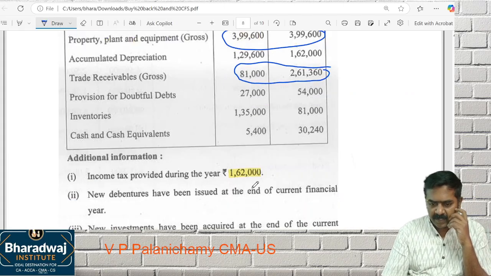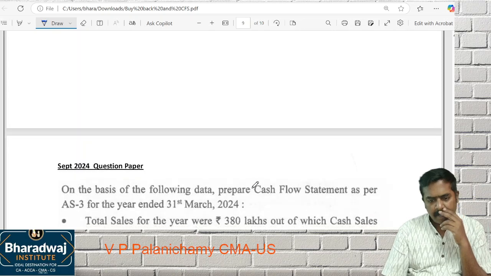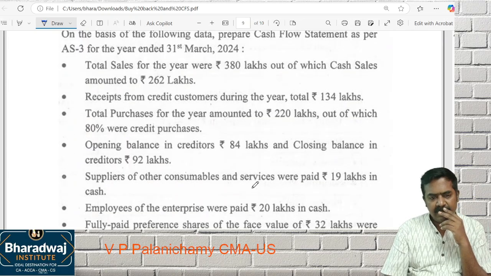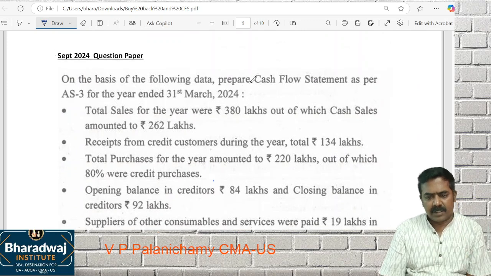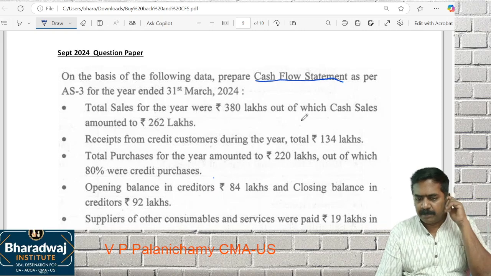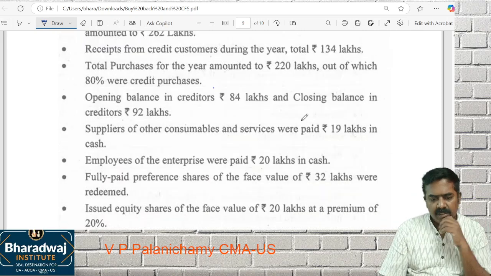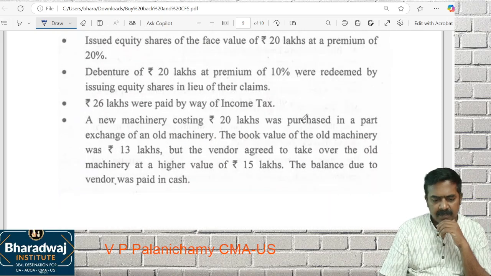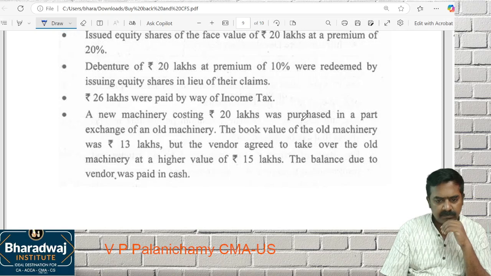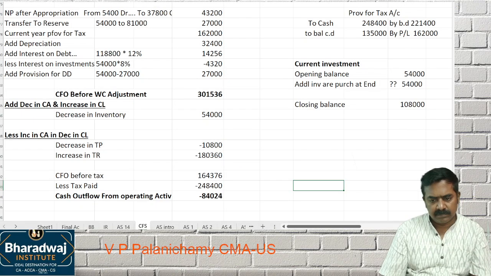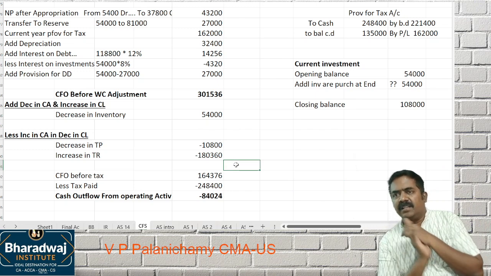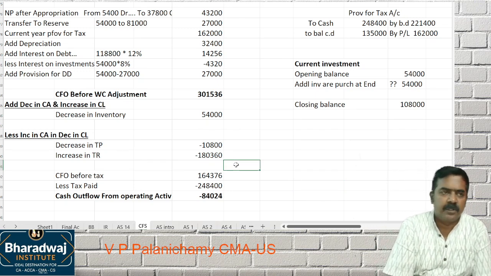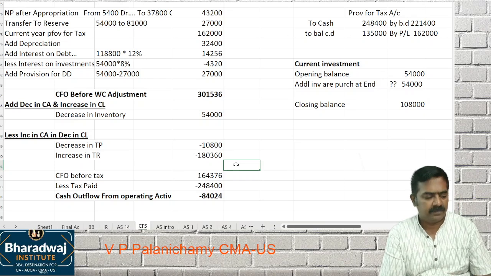So if you have completed this, try this. September 2024 question paper. They ask you to prepare a complete cash flow statement. Which means operating activity, investment activity, and which activity? Financing activity they expect you to prepare. Try it.